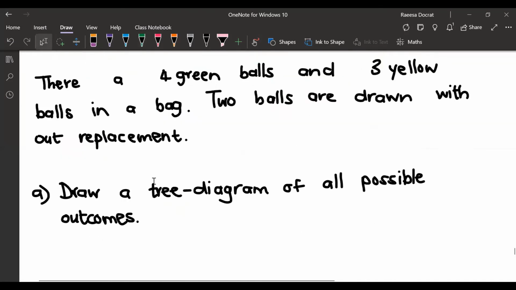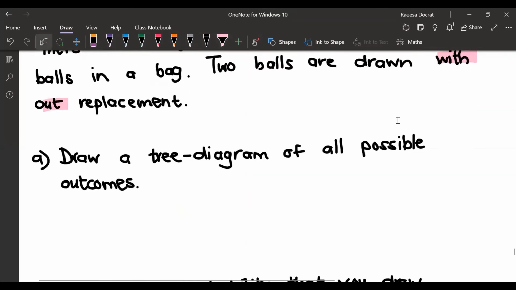Let us have a look at the next exercise. It says there are 4 green balls and 3 yellow balls in a bag. 2 balls are drawn without replacement, so we're not replacing them. And it says draw a tree diagram to represent the outcomes.